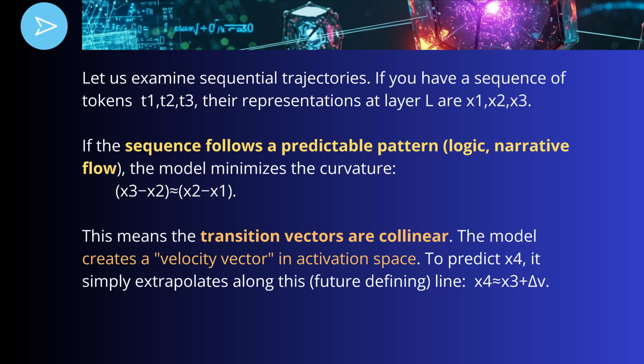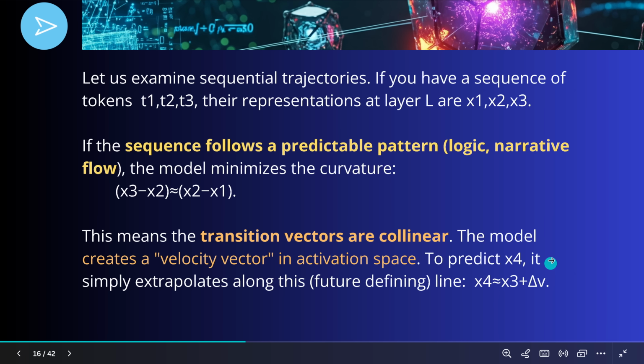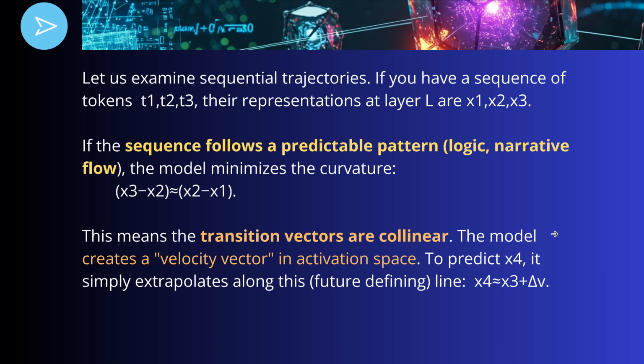What does it mean? This means that the transition vectors, those hidden states, become collinear. So this means the internal representation of an AI creates, if you want, a velocity vector in the activation space. And to predict now x4 given a sequence of x1, x2, and x3, it simply now extrapolates along this future defining line. And this is the formula for x4. So you see, the internal prediction mechanism, the mathematical prediction mechanism, is a simple linearization.